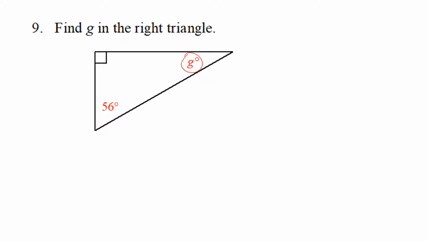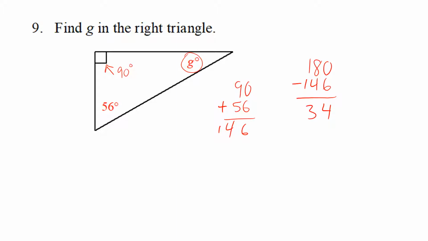So all three angles inside of a triangle add up to make 180 degrees. So this counts, as I said earlier, as 90 degrees. So if I take the 90 and the 56, add them up, that's 146. Now I take 180 minus that 146. And that leaves me with the measure of angle G. So that would be 34 degrees. So G is 34 degrees.